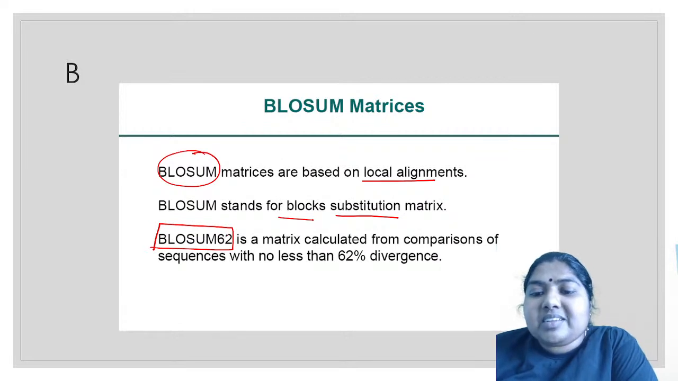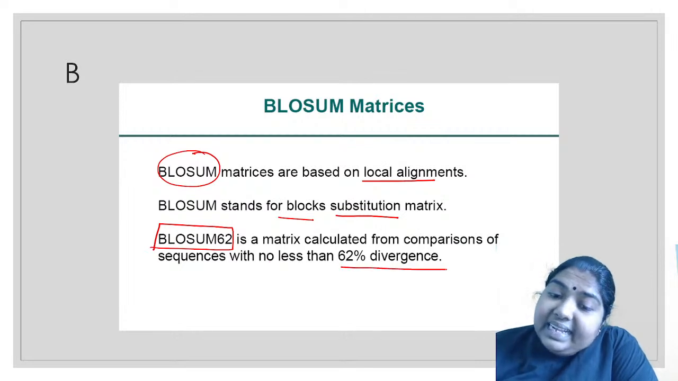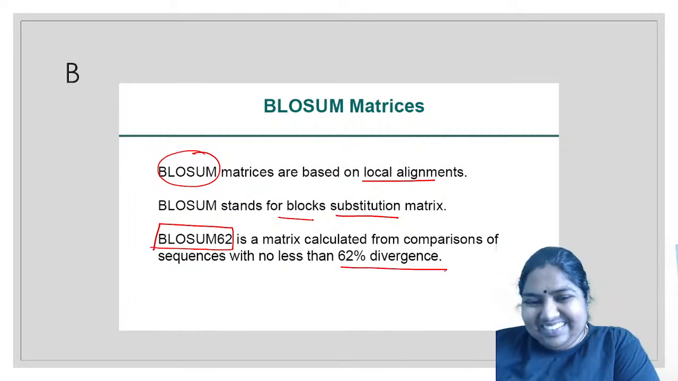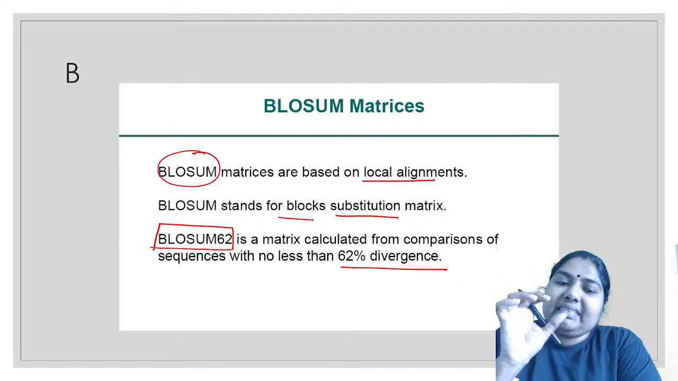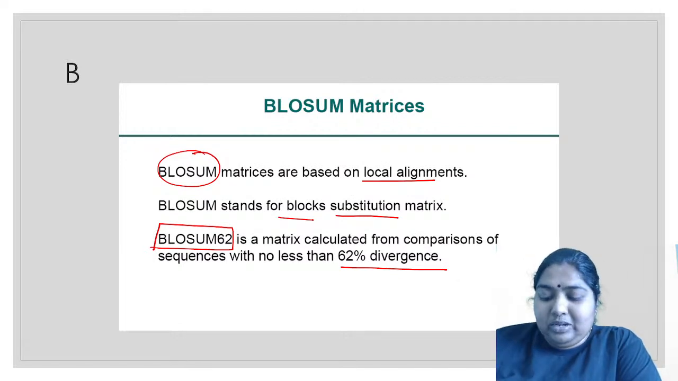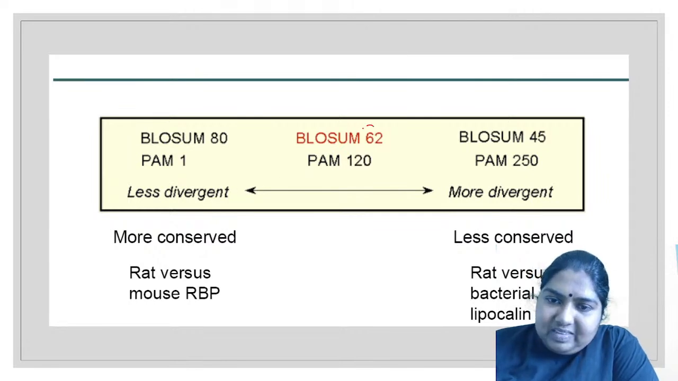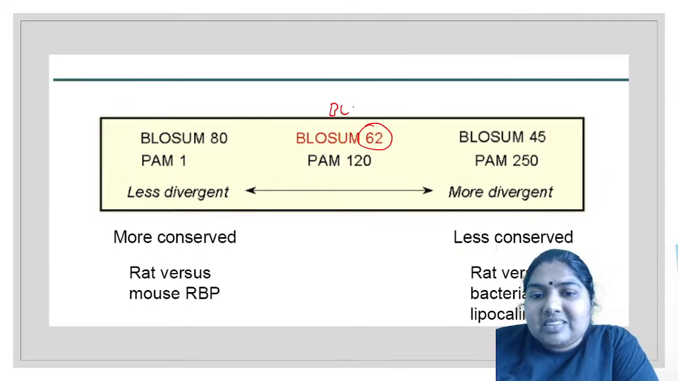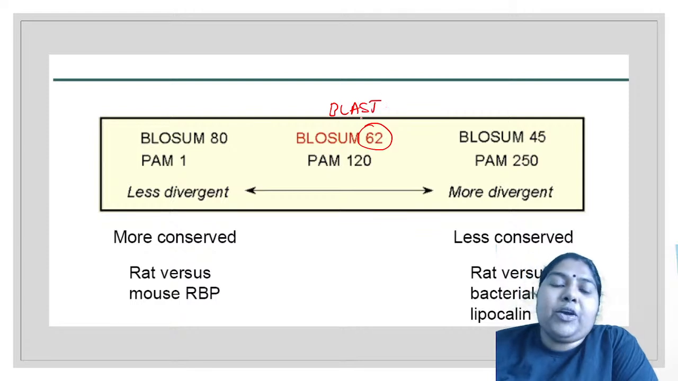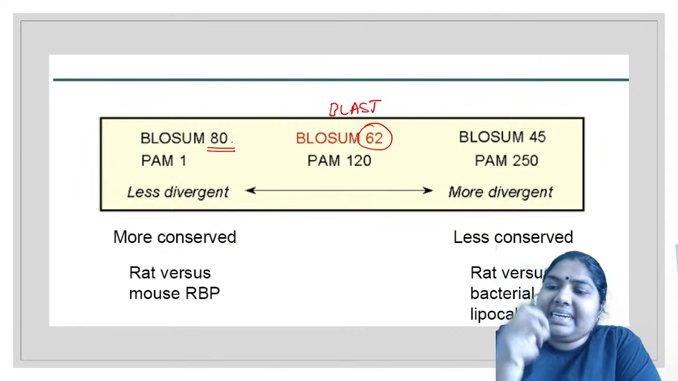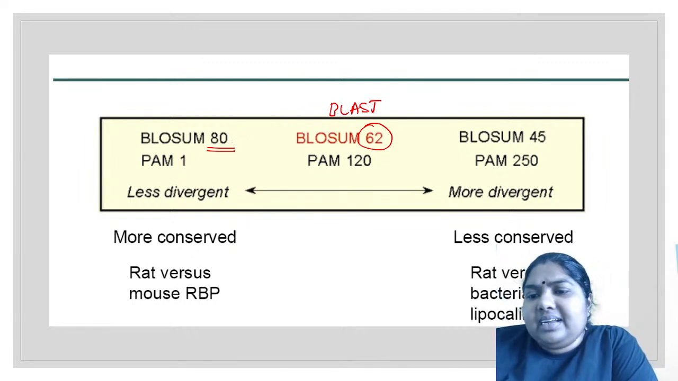This BLOSUM 62 is only obtained from comparing the sequences that have greater than 62% divergence. Okay, so that is the algorithm that I am going to take up for comparing my BLAST results. So this BLOSUM 62 is what is meant for my BLAST. Okay, so if I take BLOSUM 80, what does it mean? Is it highly conserved or less conserved?